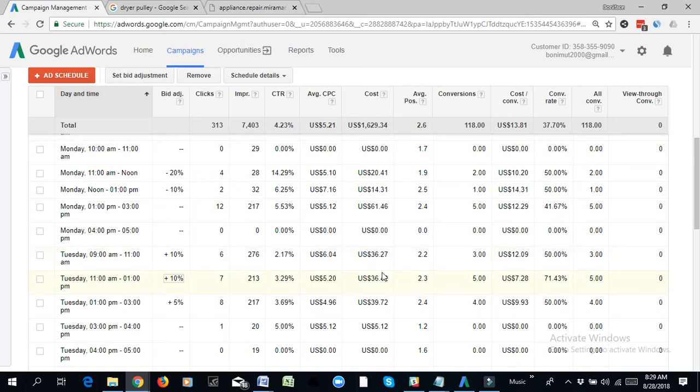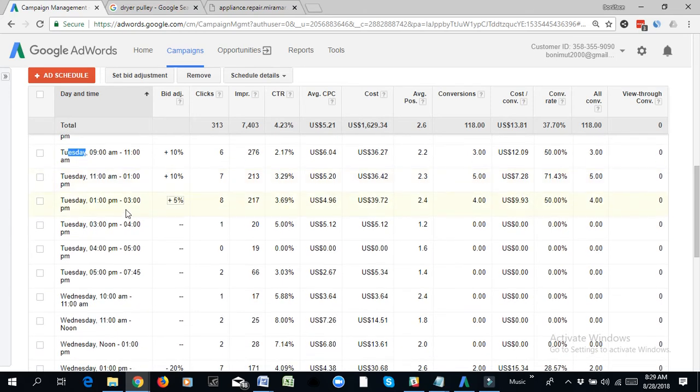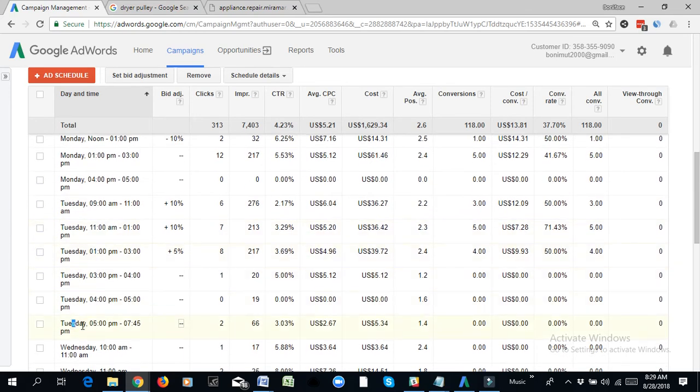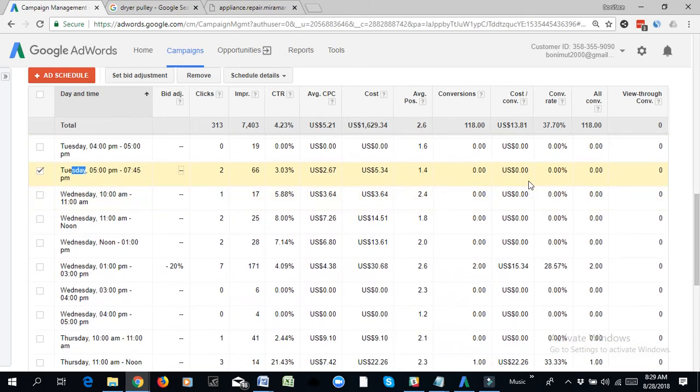Then we come to Tuesday, come and check for Tuesday. This is how Tuesday looks. 12 is good, 7 is good, 9 is good. Here we have no data, so Tuesday is good.